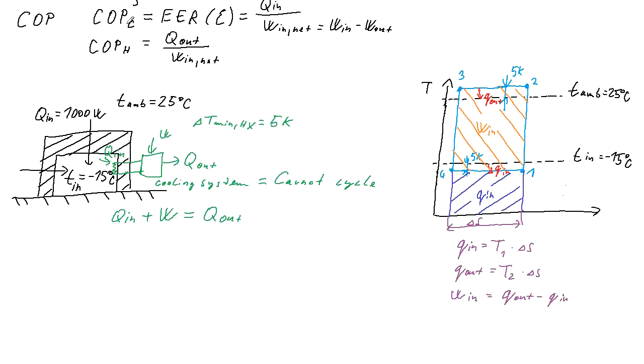So for the coefficient of performance of cooling, or the energy efficiency ratio, we can write that it's the heat input, which is T1 times delta S, divided by the work, which is the heat output T2 delta S minus the heat input T1 delta S. And the delta S will cancel out, so we have T1 over T2 minus T1.